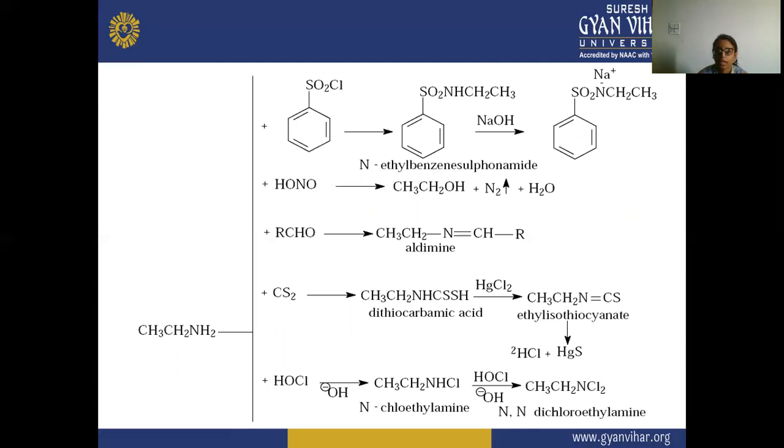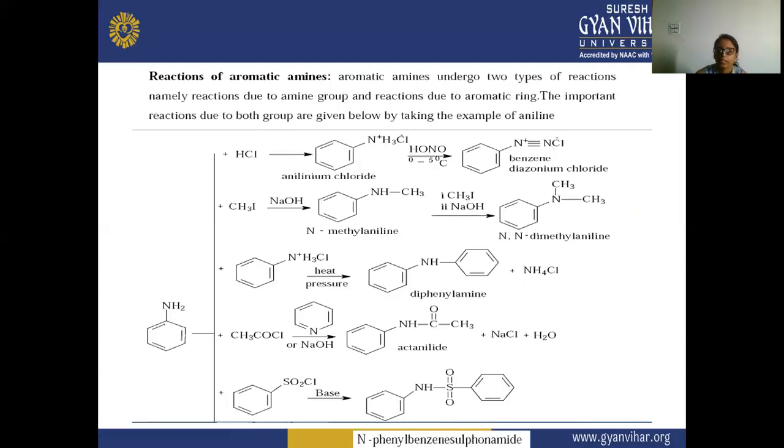These are a few of the reactions happening, and then with HNO2, nitrous acid, there is a formation of alcohol plus nitrogen gas evolved. These are the chemical reactions of ammonia and amines. Here the primary amine is reacted with an aldehyde, forming an aldimine. With carbon disulfide, there is a formation of dithiocarbamic acid, and in the presence of mercuric chloride, there is a formation of ethyl isothiocyanate. With HOCl, there is a formation of N-chloroethylamine and N-dichloroethylamine.